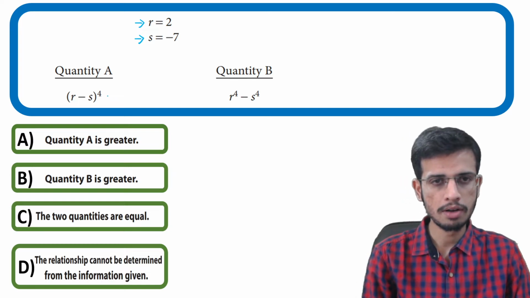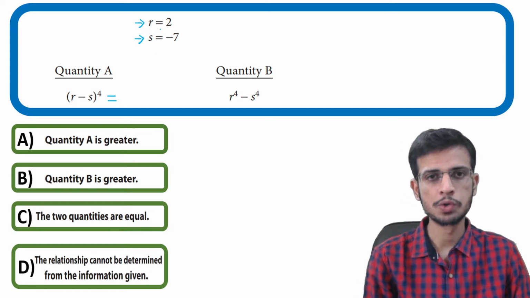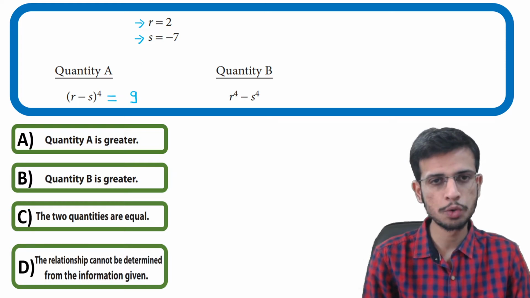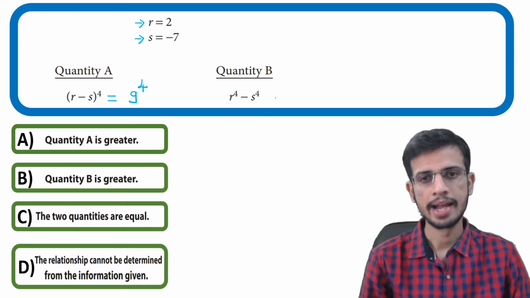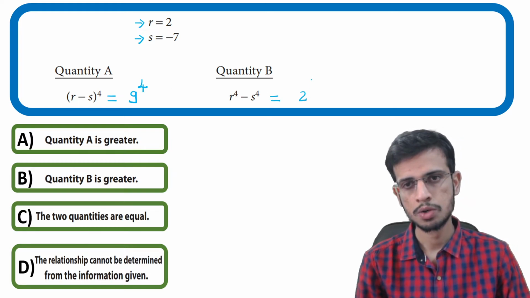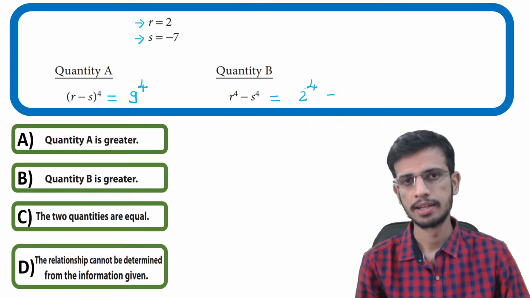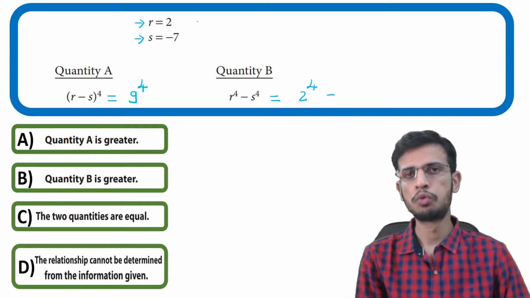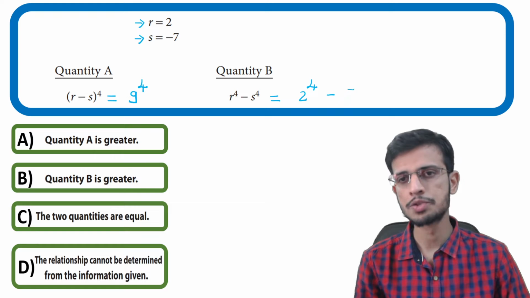If you put the values of r and s, 2 minus (-7), it will become 9 raised to 4, and quantity B will become 2 raised to 4 minus (-7) raised to 4. 4 is an even number, so it will become 7 raised to 4.